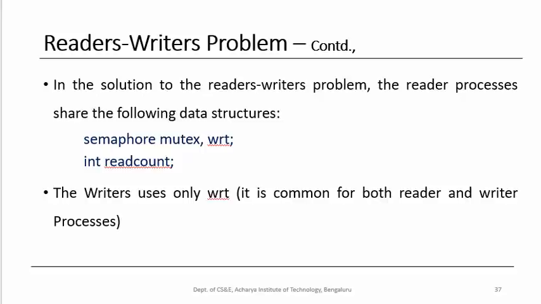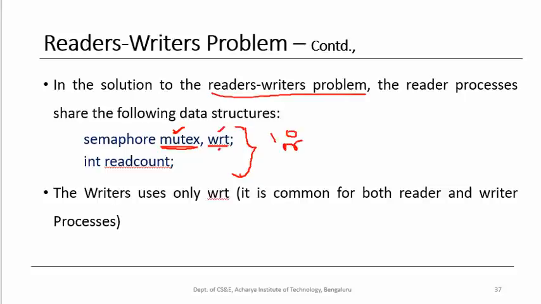Okay, before we look at the solution to the readers-writers problem, let's see the data structures that are shared among the reader processes and writer processes. We are going to define two semaphores. Mutex, as I have told you earlier, is for achieving mutual exclusion, and it is a binary semaphore. It can either have 1 or 0 as the value. Here in this case, WRT is also a binary semaphore, and it can also take 1 or 0 as value.